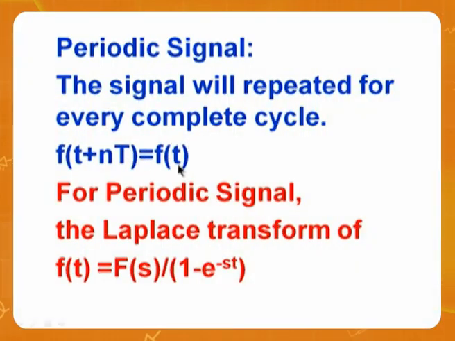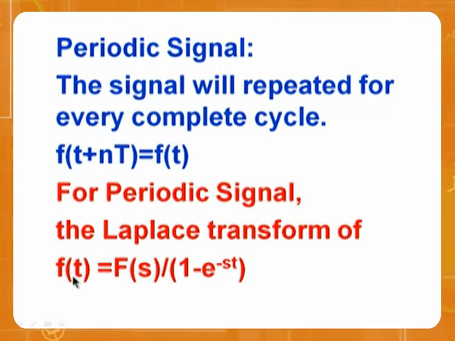That's our third problem. Before I go to some periodic signals, I want to tell you how to calculate the Laplace transform of a periodic signal. The signal will be repeated for every complete cycle. That means f of t plus nT is equal to f of t. For a periodic signal, the Laplace transform of f of t is F of s by 1 minus e power minus sT. How? That I will illustrate in the other problem, how each one is taken. So this is a standard one.